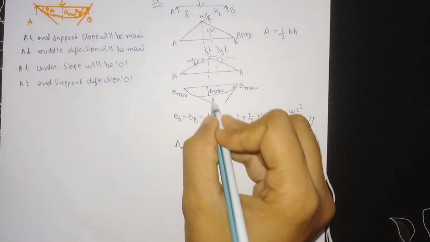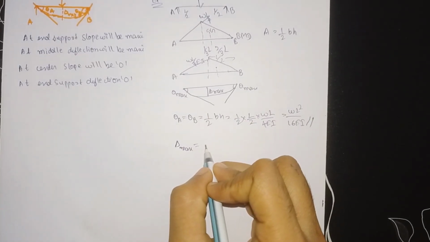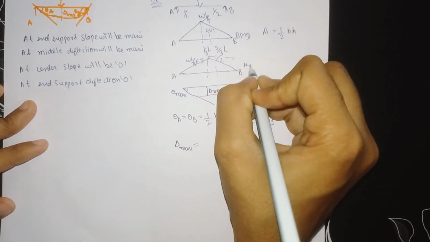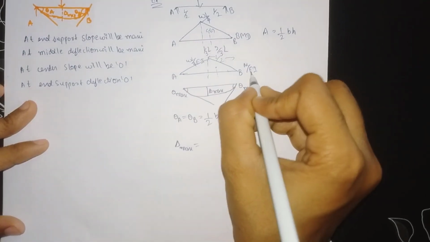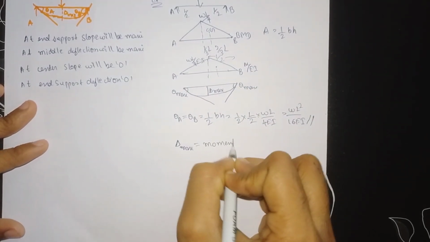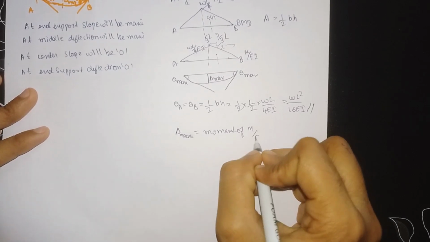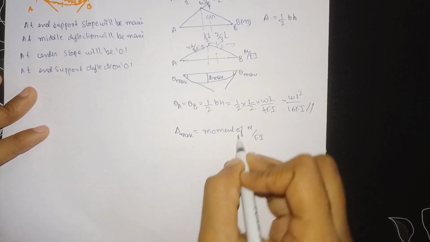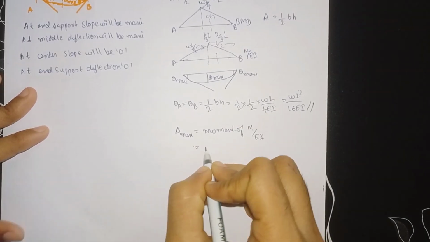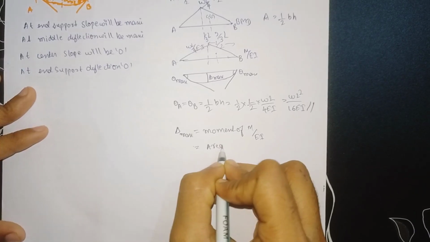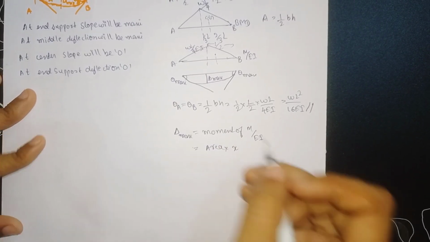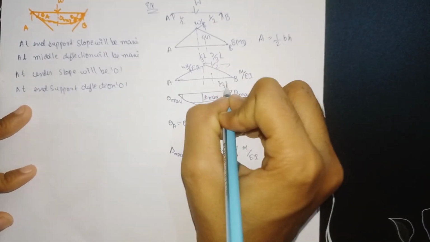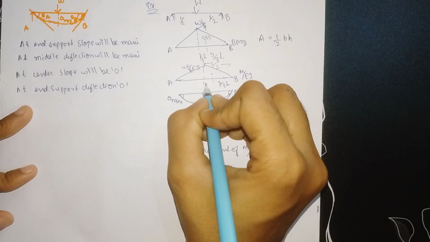Now similarly, the deflection at the center is maximum, and to find that we have the moment area method. We need to take the moment of the M divided by EI diagram. For that we have the formula: area into distance of CG. The distance of CG for this is 2 by 3 into L, and for this other side it is 1 by 3 into L.